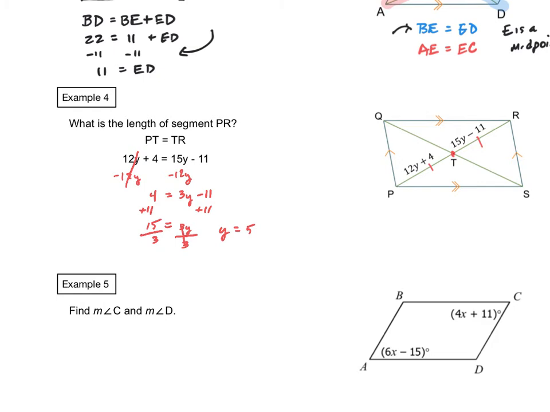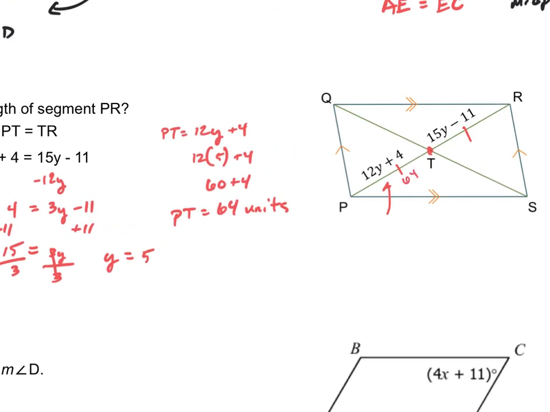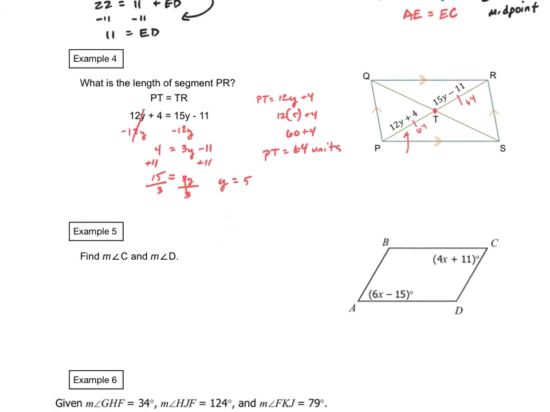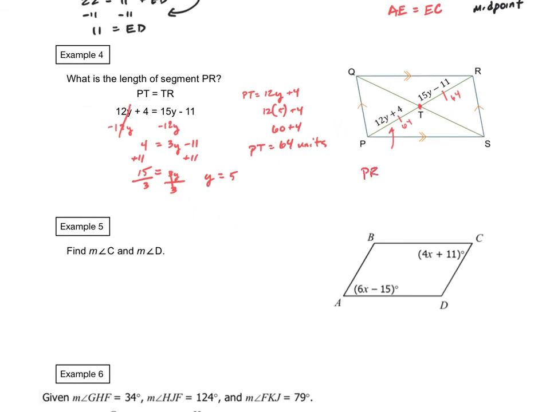Well, if y is equal to 5, I can now substitute that back into one of my segments. And I could say that PT is equal to 12y plus 4, or 12 times 5 plus 4. We have 60 plus 4, or 64. So PT is equal to 64 units. If this segment is 64, I know that this segment is also 64. Therefore, PR is 64 plus 64, which is 128 units. So there you go. I was able to use that diagonal theorem to solve for that.